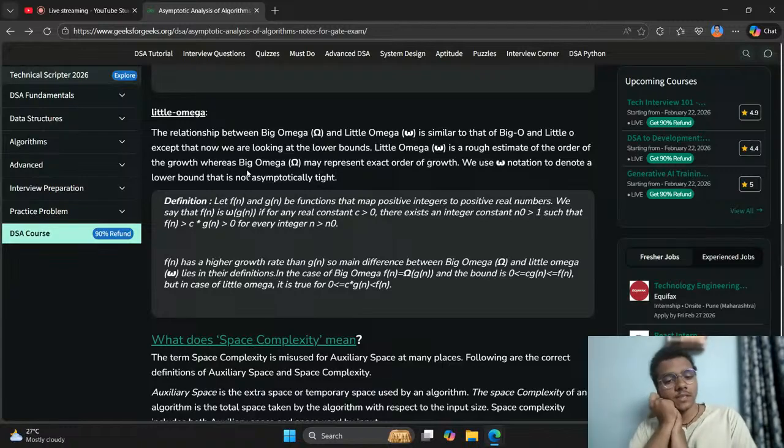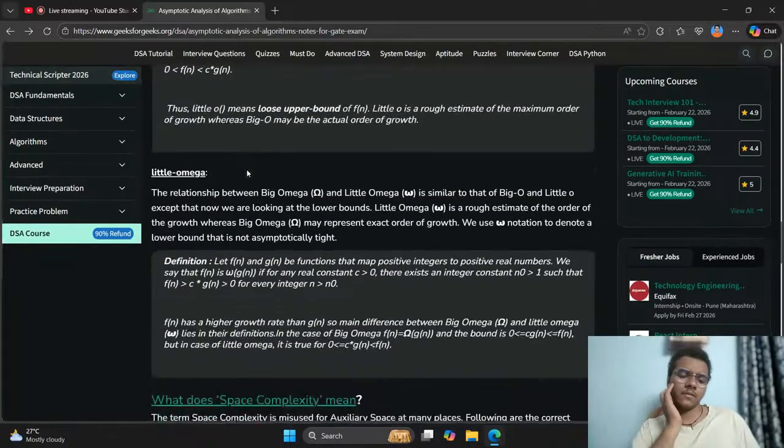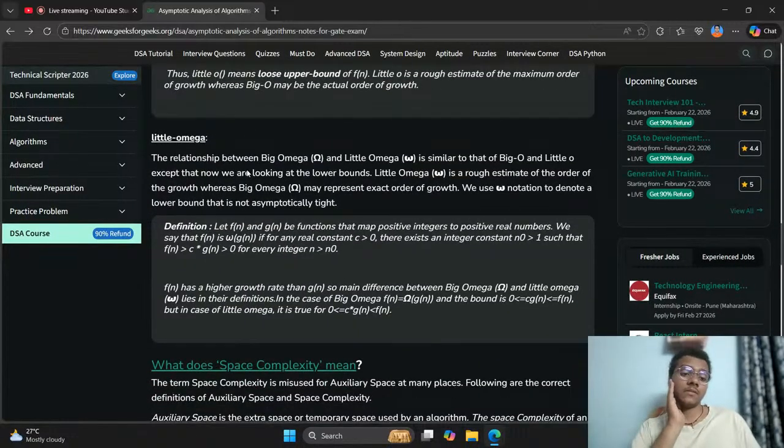Let f of n and g of n be functions that map positive integers to positive real numbers. We say that f of n is omega of g of n if for any real constant c greater than 0 there exists an integer constant n naught greater than or equal to 1 such that f of n is greater than c times g of n, which is greater than 0, for any integer n greater than n naught. Okay, because it is lower bound.